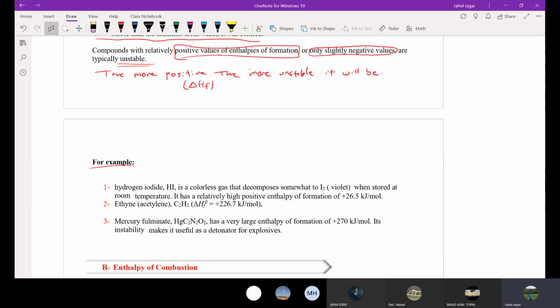For example, we have 3 examples that indicate unstable compounds. One of them is hydrogen iodide, HI. It's a colorless gas that decomposes somewhat to iodine when stored at room temperature. So hydrogen iodide has a delta HF of plus 26.5. It's so unstable that if you leave HI, it will not remain as HI. It will decompose back to hydrogen and iodine.